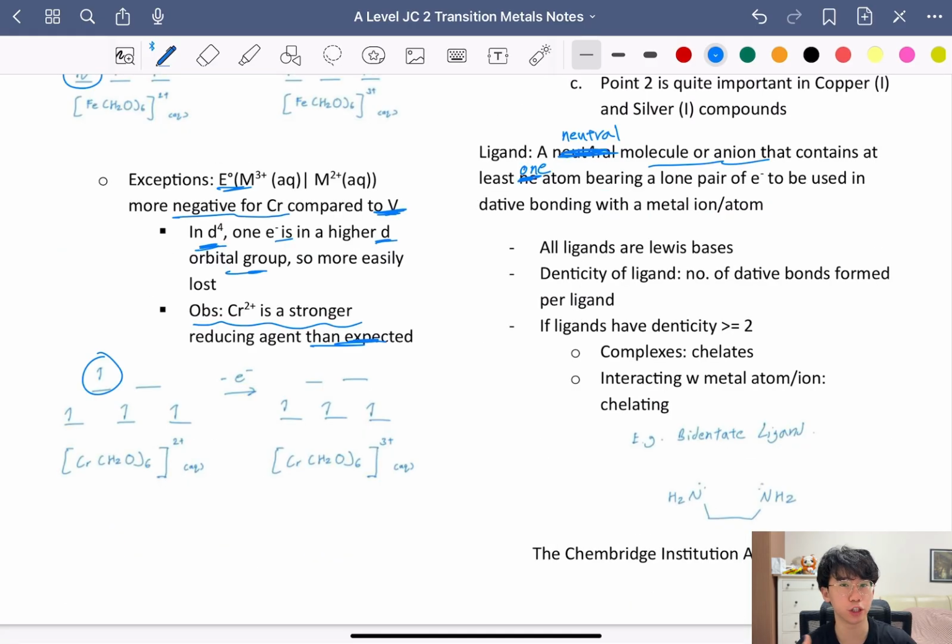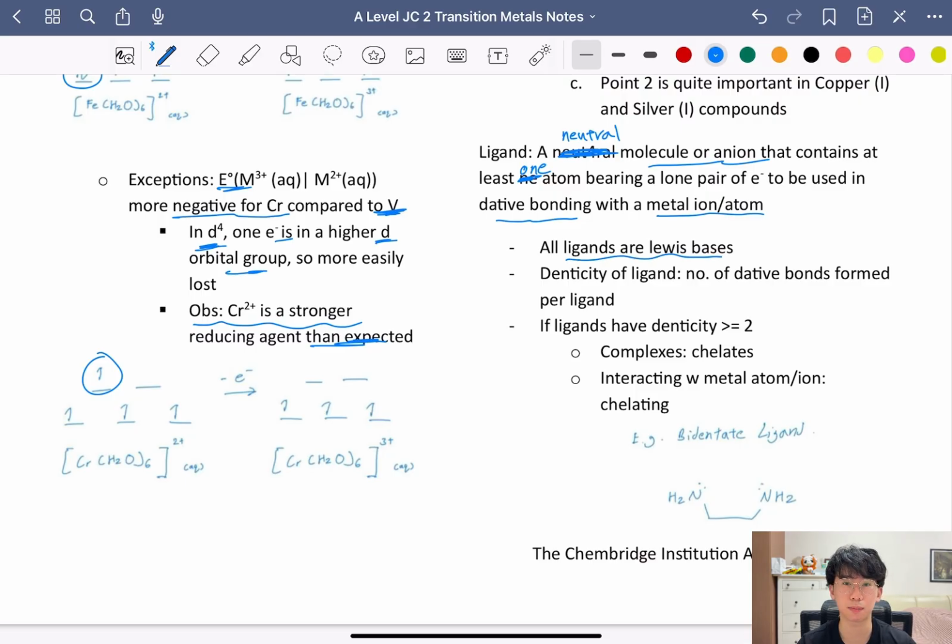Next, you need to know the definition of a ligand as well. A ligand is a neutral molecule or anion that contains at least one atom bearing a lone pair of electrons to be used in dative bonding with a metal ion or atom. So this definition is actually pretty easy to understand and memorize once you know the definition of a complex.